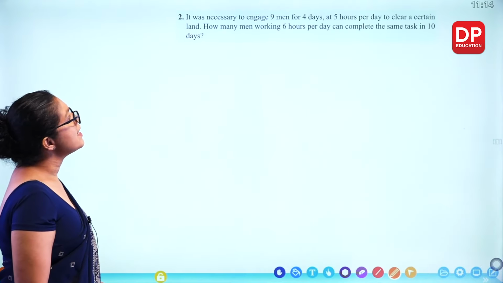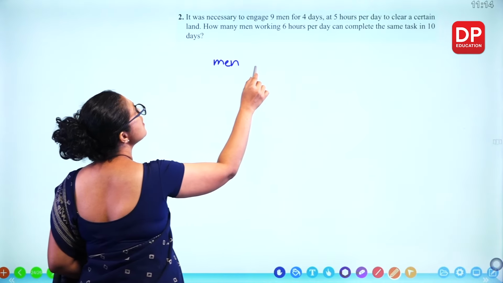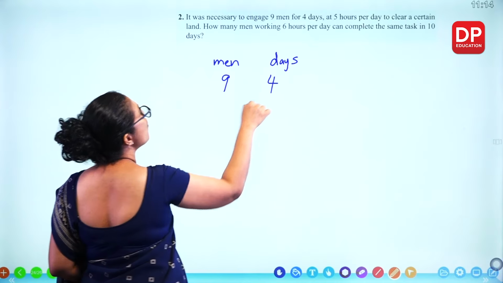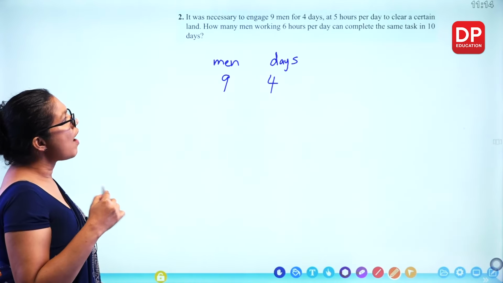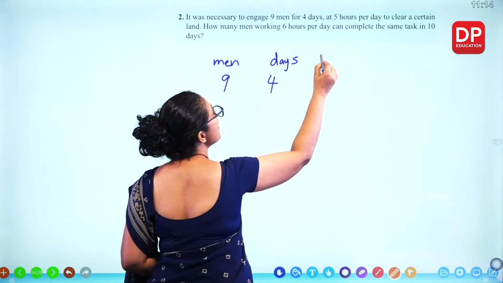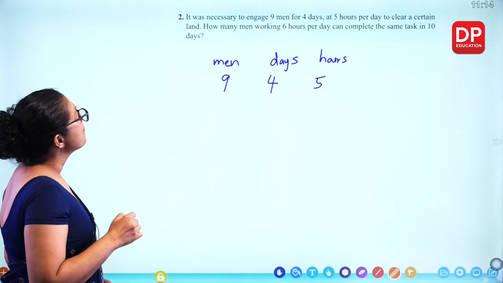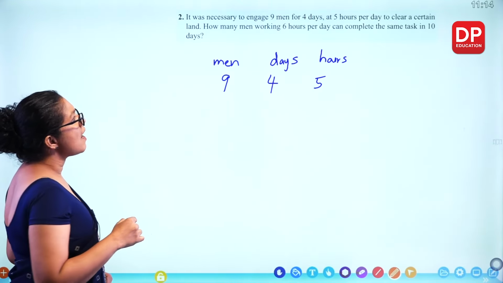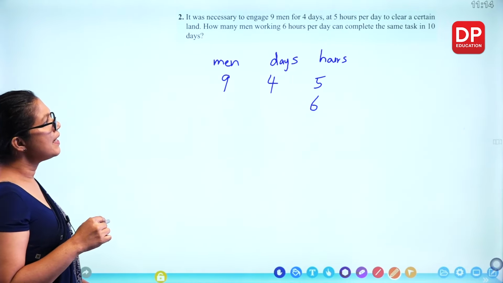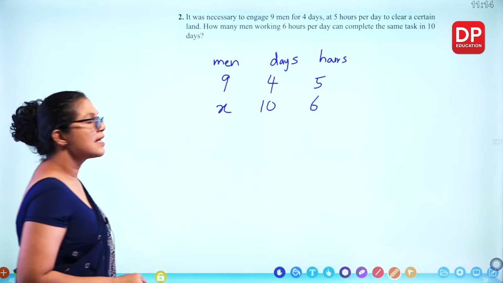It was necessary to engage 9 men for 4 days. This is also inverse proportion, number of men with number of days. 9 men for 4 days at 4 hours per day to clear a certain land. Now, number of hours is also given. So that's 5 hours. How many men working 6 hours per day can complete the task in 10 days? So they are asking what is this number.